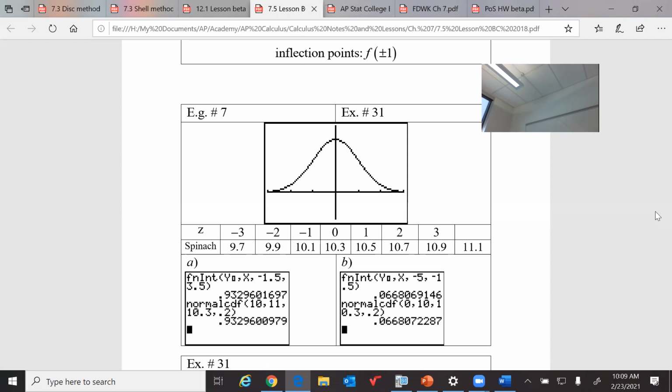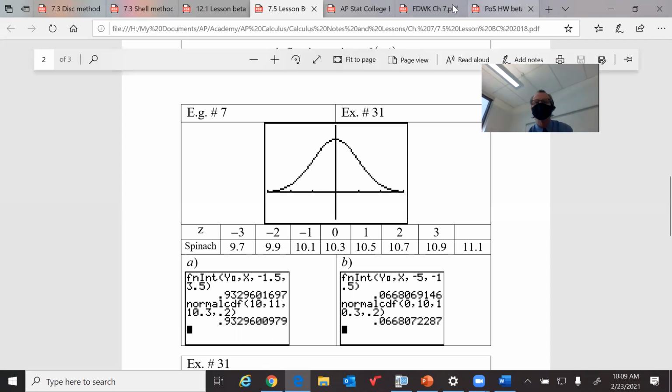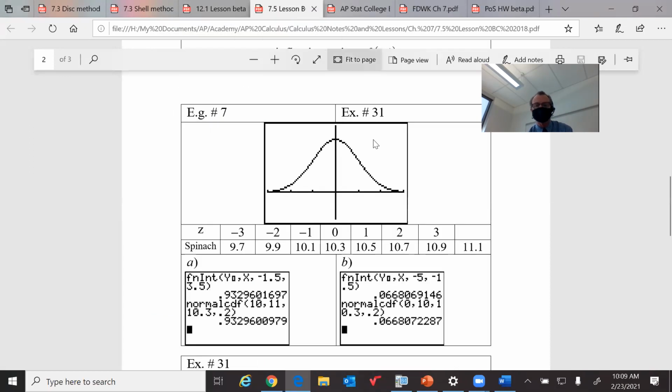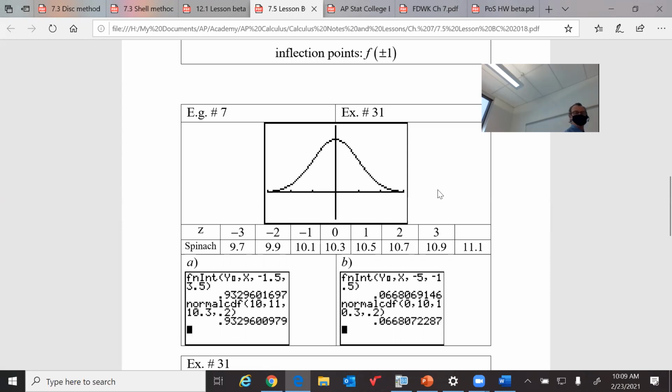And then B asks what we'd expect to weigh less than 10 ounces. Less than 10 ounces. Here's 10 ounces. So I just pick some arbitrary number, negative 5, all the way over here. Pick negative 100, doesn't matter. I went from there to the left to negative 1.5, which is 10, and you get about 6.5%.